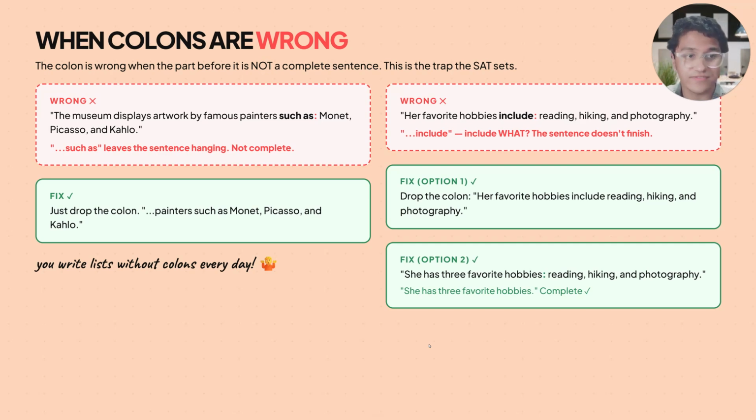Or you can fix your first half of the sentence. She has 3 favorite hobbies: reading, hiking, and photography. These 3 items answer the question from the first part: what are her 3 favorite hobbies?